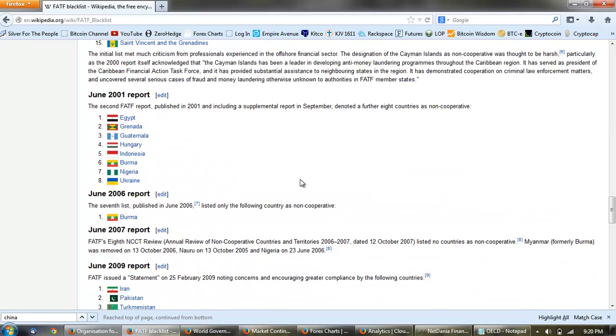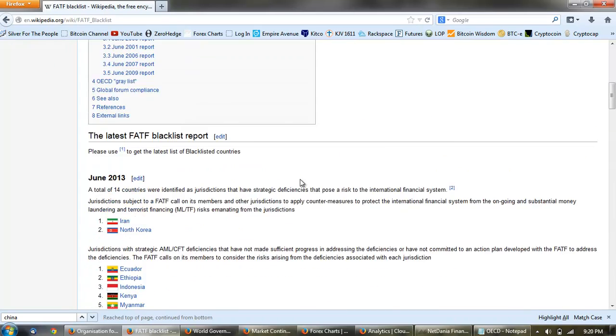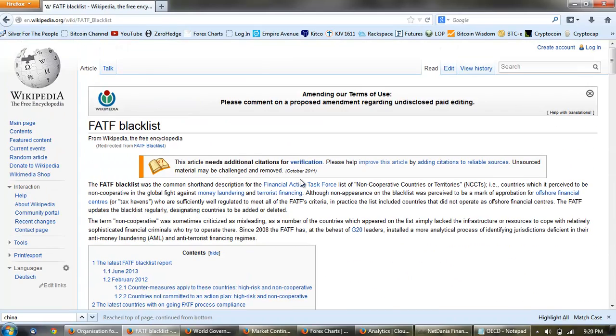So you can see here that the banksters have put together all these organizations. They don't want anybody to escape from their net. That's what this game is all about. They use this excuse, money laundering and terrorist financing, but really what they want to do is have bail-ins and steal all the money and not have any place where anyone can escape.